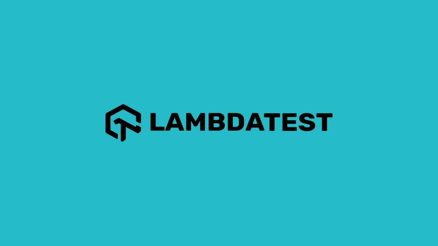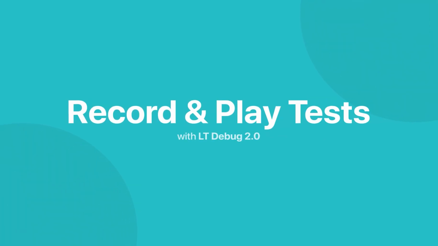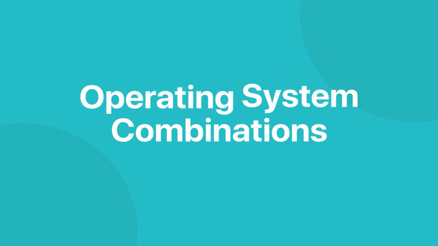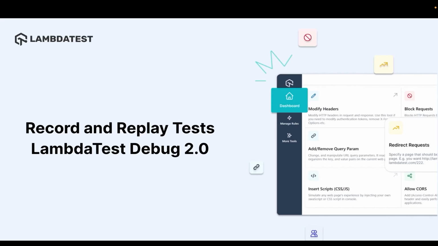Today we are going to learn about a very new and exciting feature of record and play test using LT Debug 2.0. With LT Debug 2.0, you have the ability to record user interaction through Chrome Recorder panel and replay or retest them as an automated test on a cloud grid of more than 3000 real browsers and operating system combinations. This eliminates the need to download code or manually run the test on your local machine, thus streamlining and optimizing your testing process. Now let's get started.